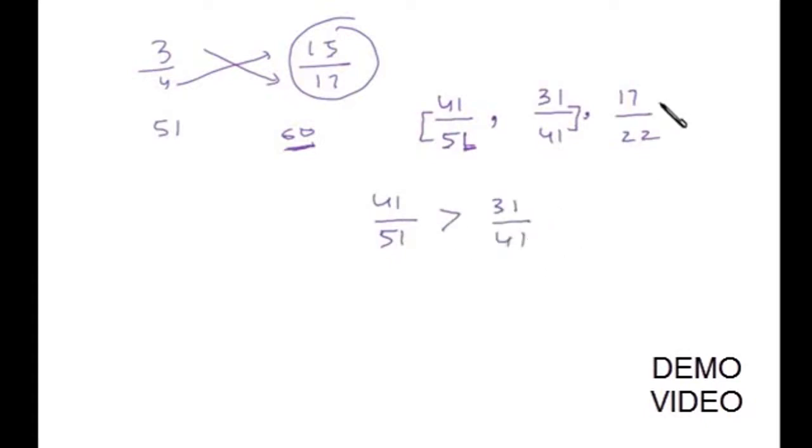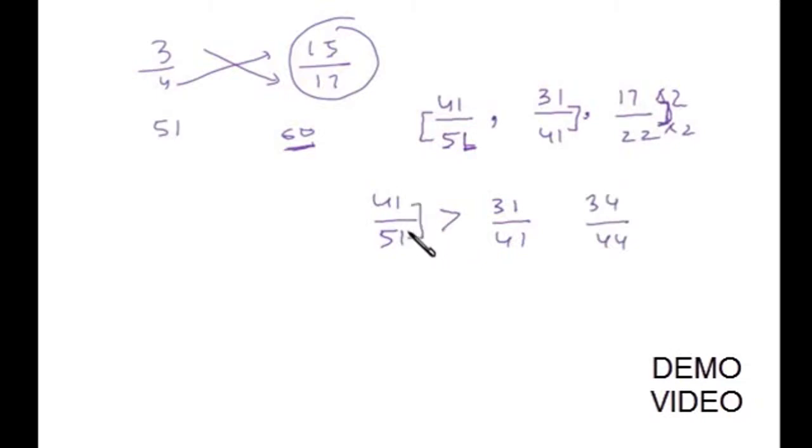Now the third case, here the difference between these two is 5. Here the difference between these two is 10. Now what? You can make this difference 10 by multiplying the numerator and denominator by 2, right? Since we are multiplying and dividing the fraction by the same number, finally there is no change in the value. But making the comparison will be an easier task, right? So it is 34 by 44.